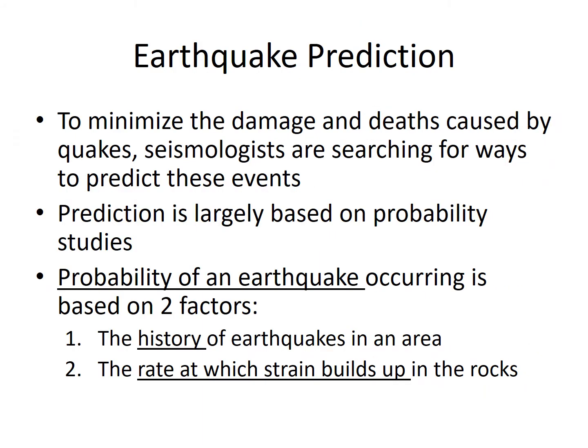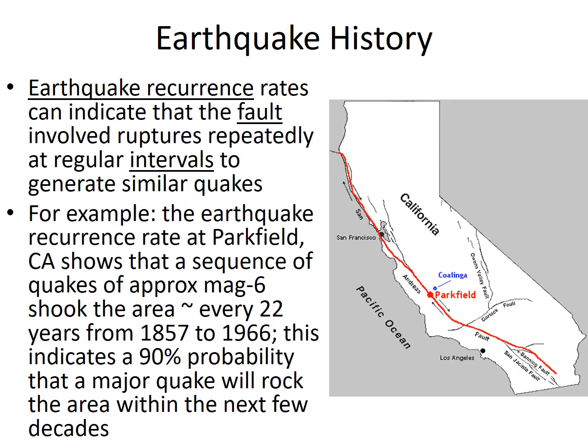So how do we predict earthquakes? Seismologists are looking for this right now, and it's pretty much based on probability studies. And the probability of an earthquake occurring is based on two factors: whether there's a history of an earthquake in the area or the rate at which strain builds up in the rocks. Earthquake recurrence can indicate the fault involved ruptures repeatedly at regular intervals to generate similar quakes.